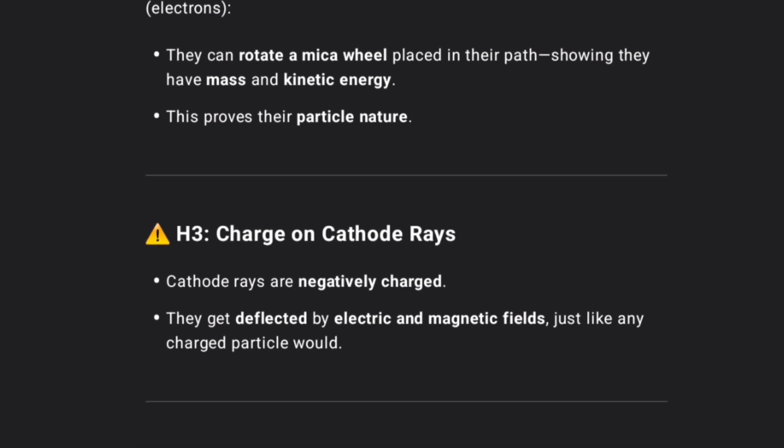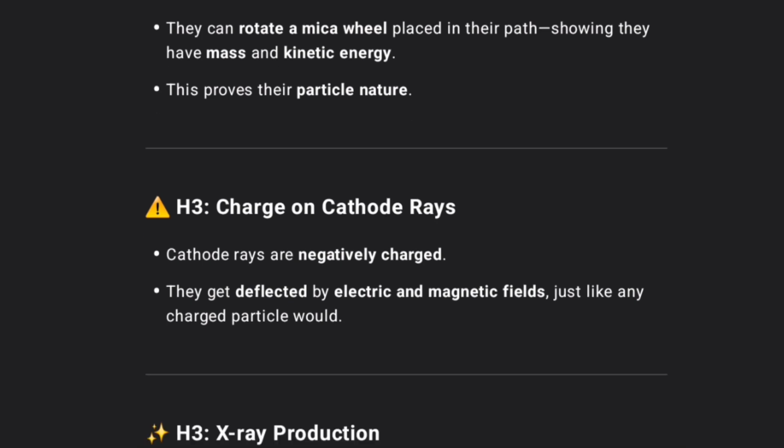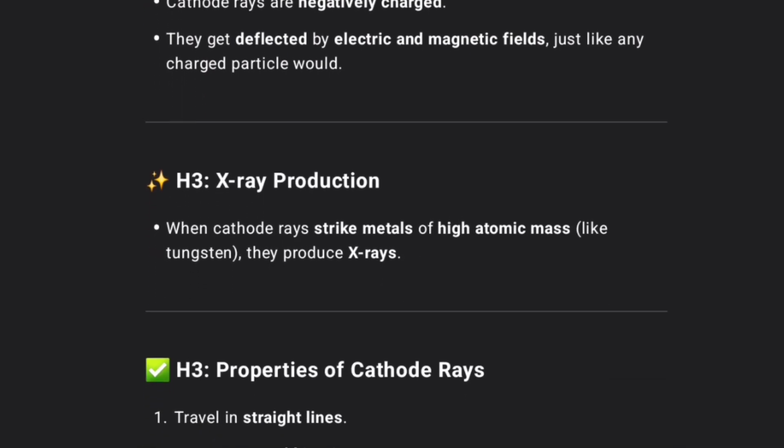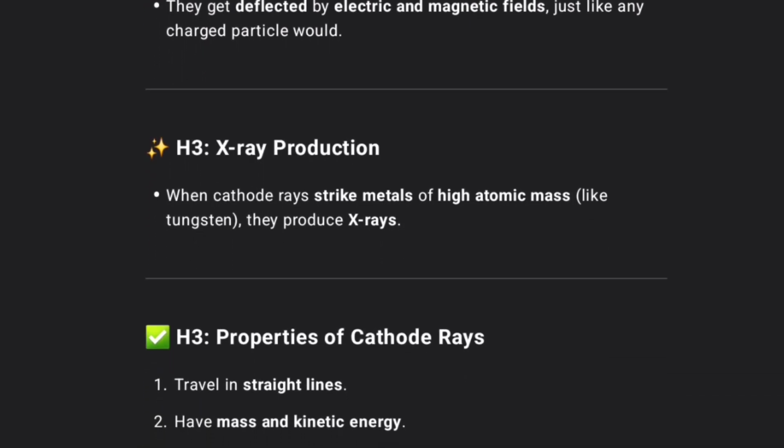Charge on cathode rays. Cathode rays are negatively charged. They get deflected by electric and magnetic fields, just like any charged particle would. X-ray production: when cathode rays strike metals of high atomic mass, like tungsten, they produce X-rays.